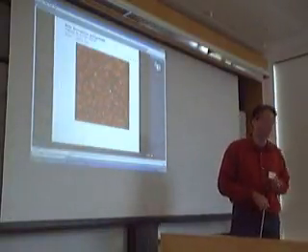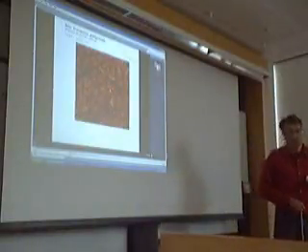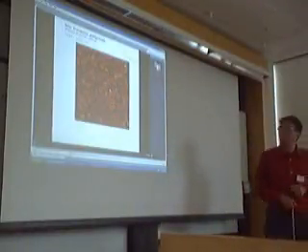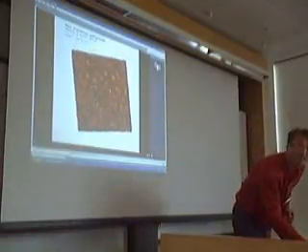This is a typical granulation pattern. That example is the sun, which we have seen this morning already a couple of times before, so we won't go into it further.